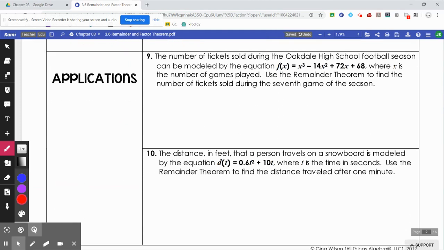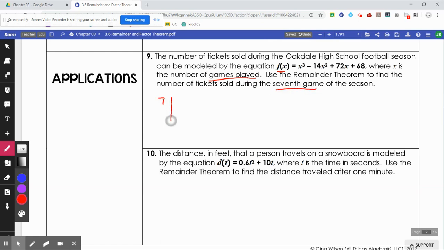Okay, number 9. Got an application problem. It says the number of tickets sold during this football season can be modeled by this function, f of x, where x is the number of games they've played. Use the remainder theorem to find the number of tickets sold during the 7th game. So we're asked to find f of 7.